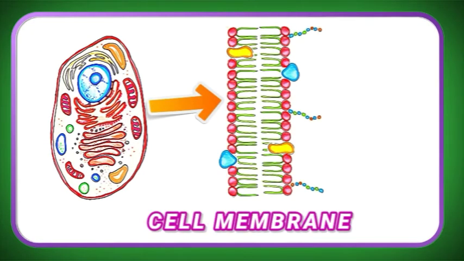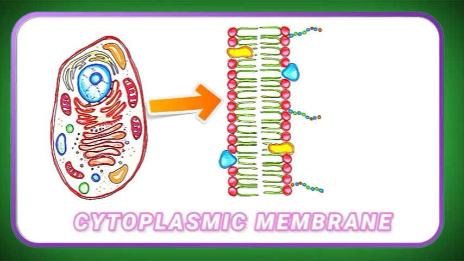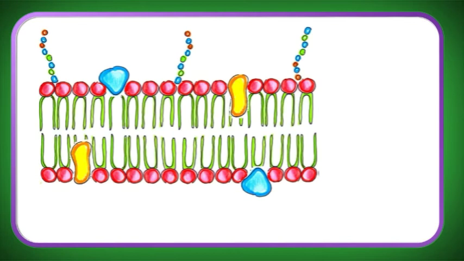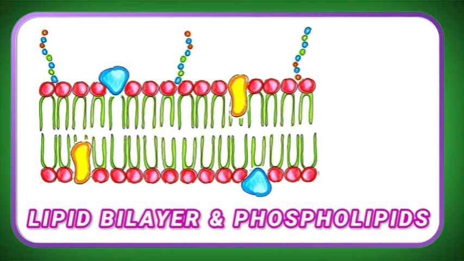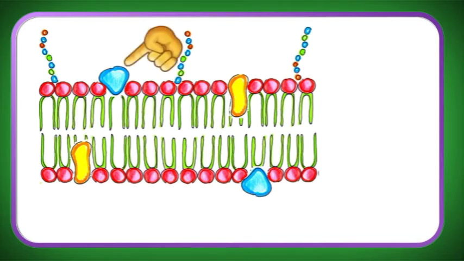The cell membrane, also known as plasma membrane or cytoplasmic membrane, protects the cell and separates the interior from the outside environment. The cell membrane consists of a lipid bilayer made up of phospholipids. These molecules have a hydrophilic head containing a phosphate group and two hydrophobic tails derived from fatty acids. The membrane also contains proteins and other lipid components.